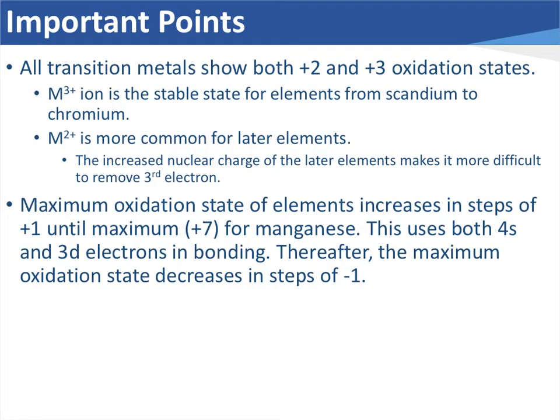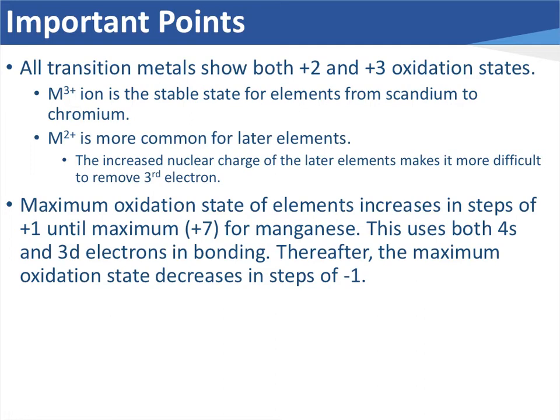So all transition metals show both +2 and +3 oxidation states. And the 3+ ion is a stable state for elements from scandium to chromium. The 2+ is more common for the later elements after chromium, and the increased nuclear charge of the later elements makes it more difficult to remove the third electron. So even though it's possible, it's not as likely with the larger elements.